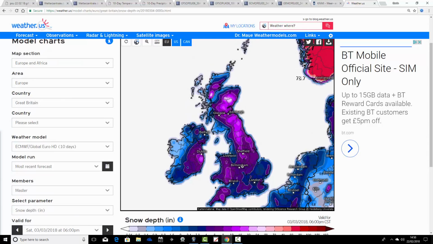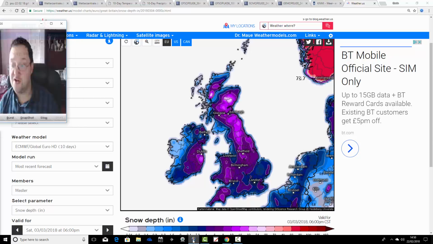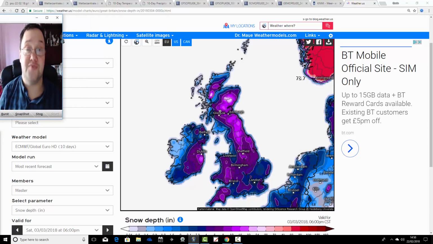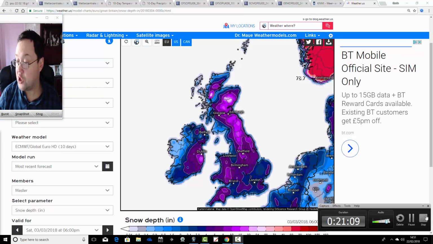Bear in mind, that is going to be a bit over the top because there won't be that much snow lying on the ground. But it does give you the idea that through the course of next week, the chance of snow is getting more and more widespread. So we could finish up with actually quite a lot of snow across many parts of the country by the end of next week. This is looking like a very notable spell of not only cold, but also snowy weather that could be on its way next week.